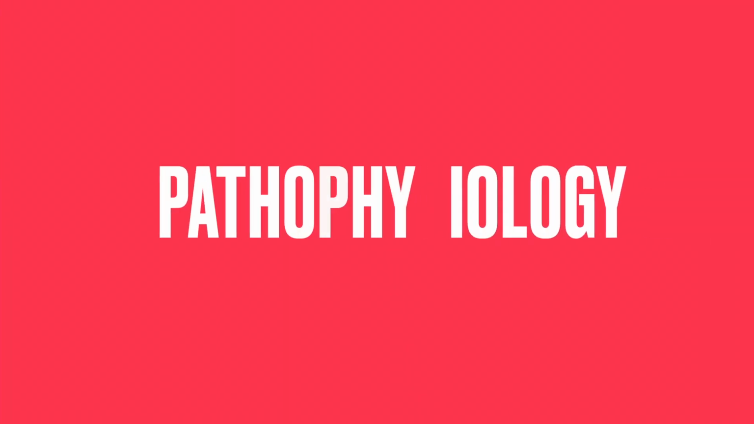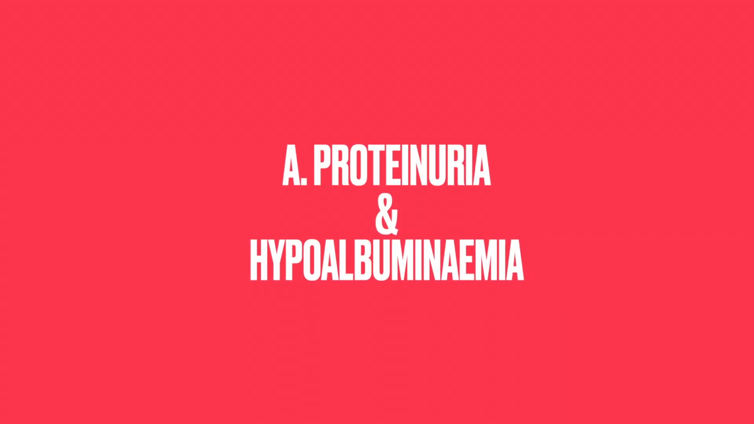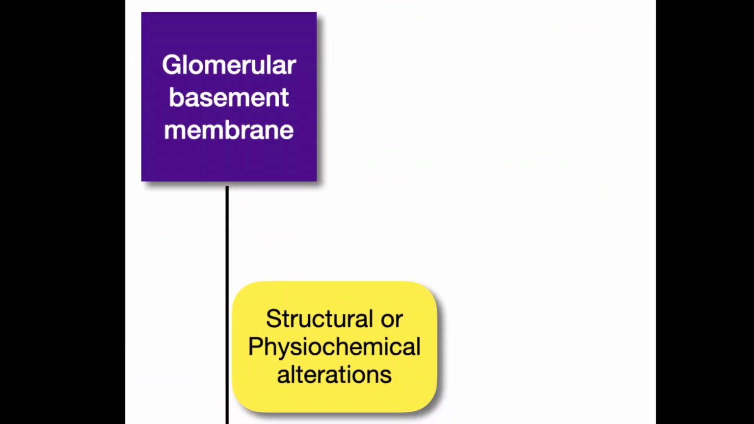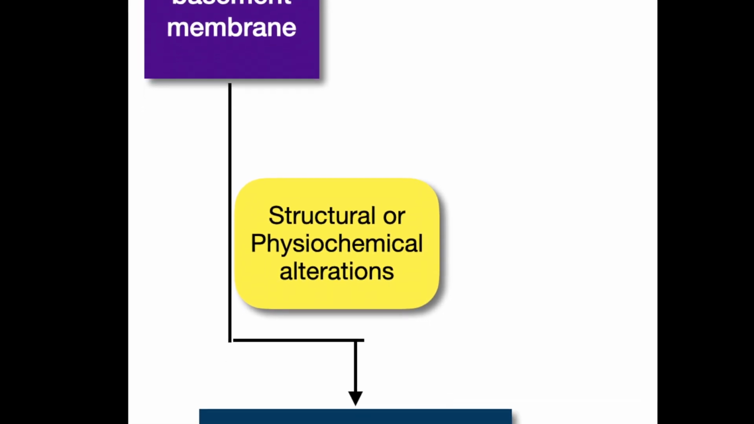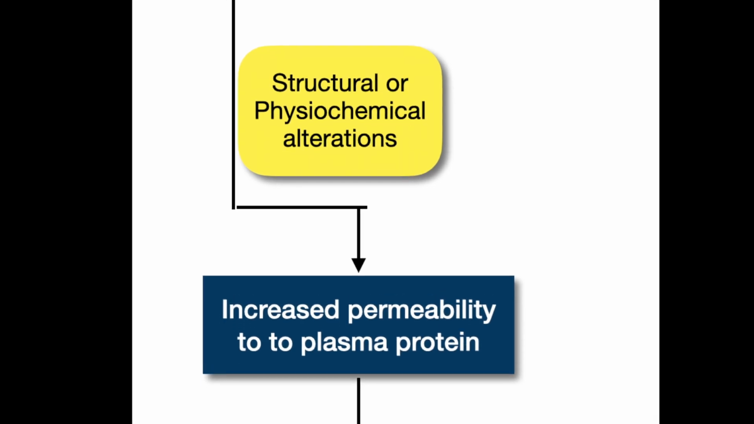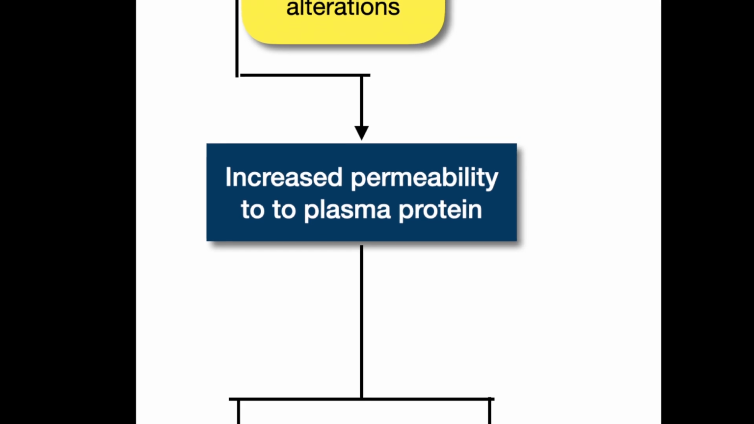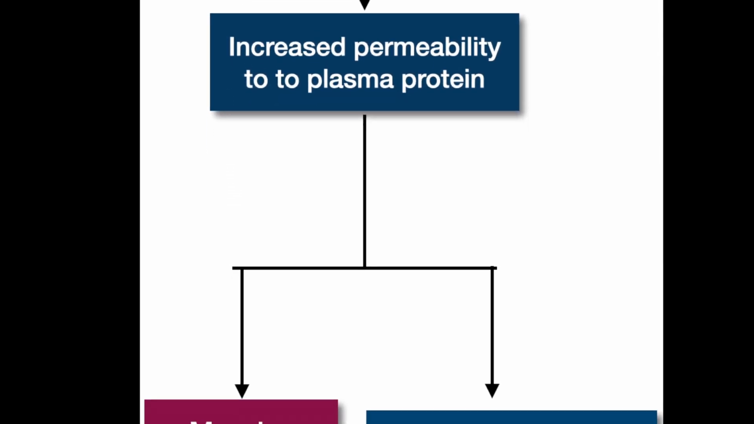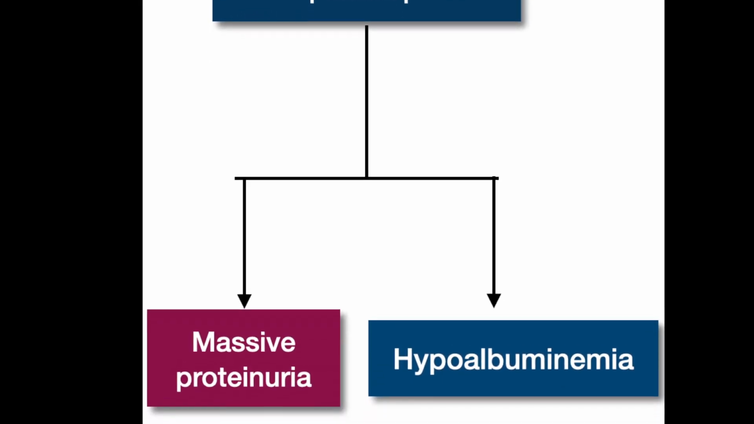Now let's learn about the pathophysiology of nephrotic syndrome. Massive proteinuria and hypoalbuminemia. Any structural or physiochemical change can affect the GBM, glomerular basement membrane, which may lead to increased permeability to plasma protein, which will enhance protein excretion and cause massive proteinuria. As a result, serum albumin will decrease and will cause hypoalbuminemia. As a result of the decrease in serum albumin, a drop in plasma oncotic pressure will occur.